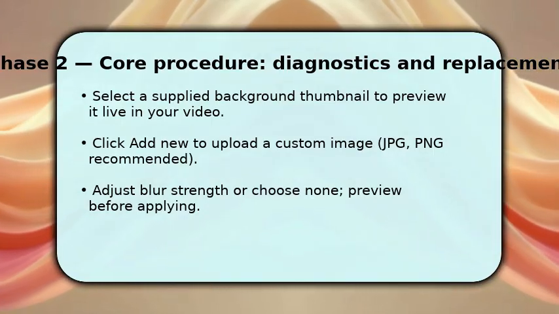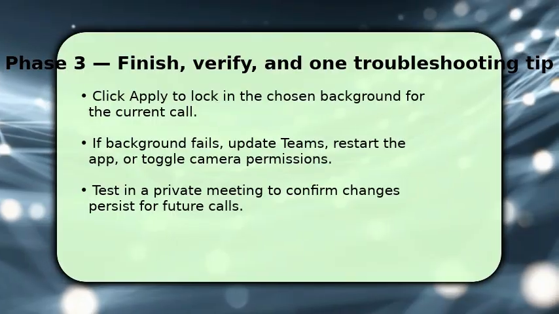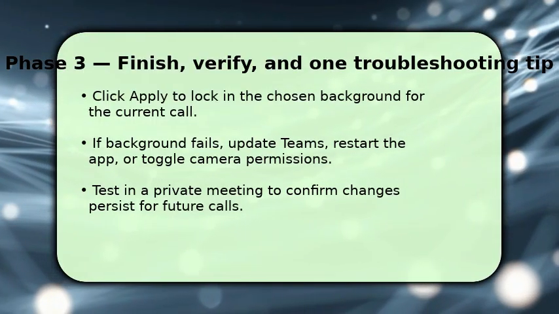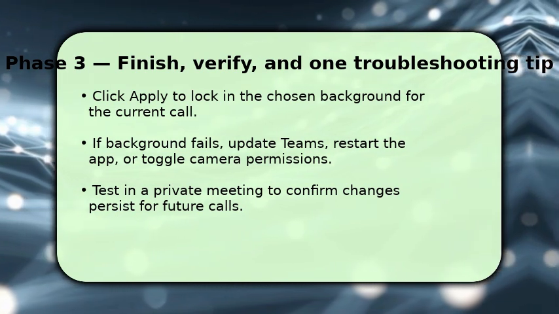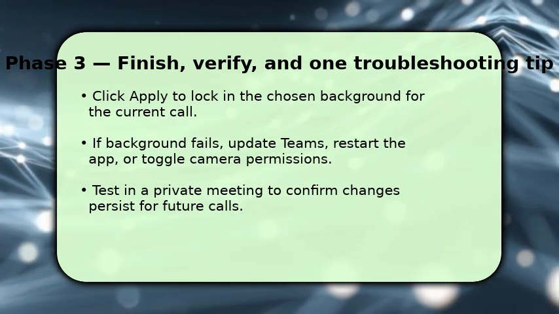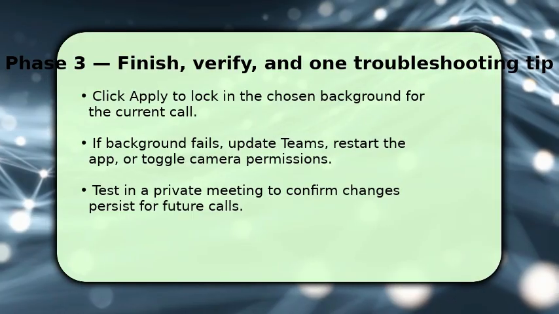To finish, click Apply and return to the call. Your selected background is now active for this meeting. If the background doesn't appear, restart Teams, check for updates, and confirm camera permissions in your OS settings. Often a quick restart resolves it.